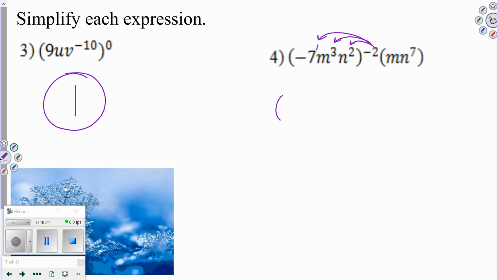So we have -7. 1 times -2 is -2. To my m, -2 times 3 is -6. We take it to the n, -2 times 2 is -4. Does it distribute forwards as well? No. I'm just going to bring that stuff down. M, N, 7.